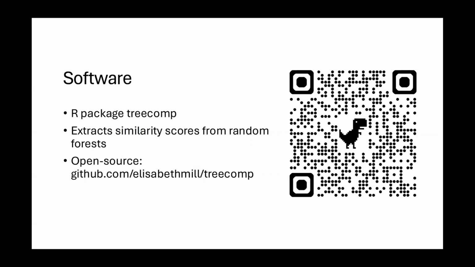So here I have linked my GitHub for the R package that we created with this project. It extracts similarity scores from any random forest. It doesn't have to be a sports application. If you want to scan the QR code, you can access the package.